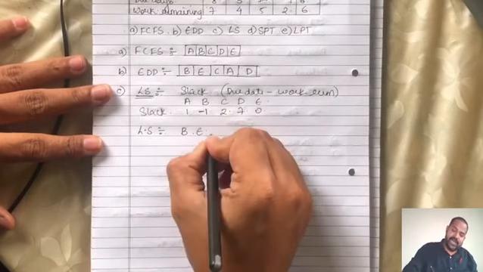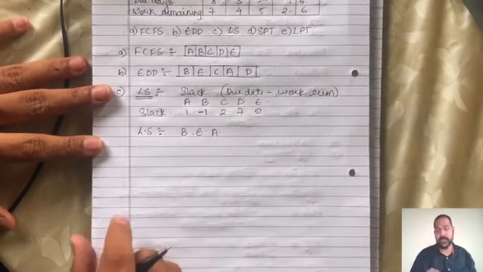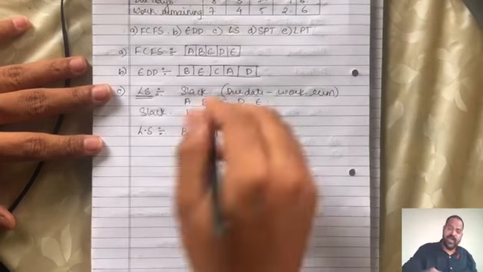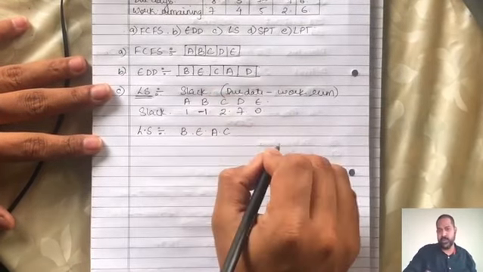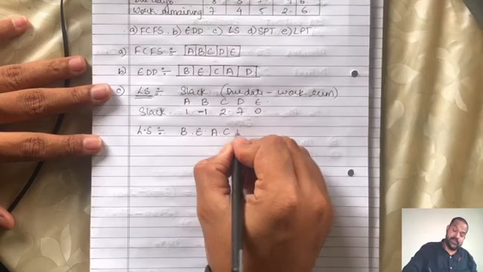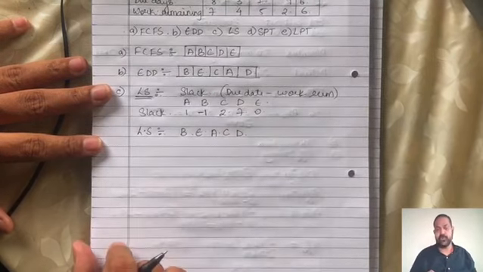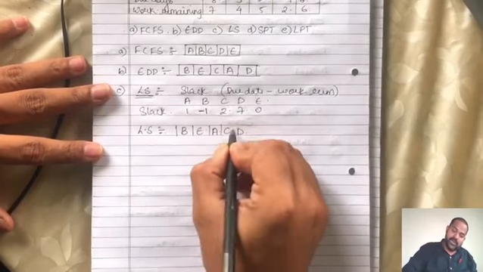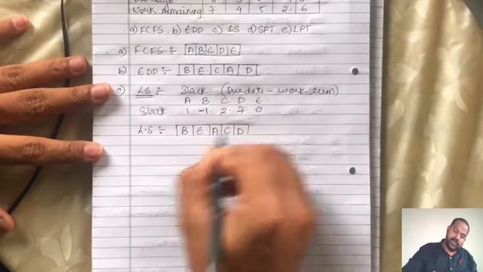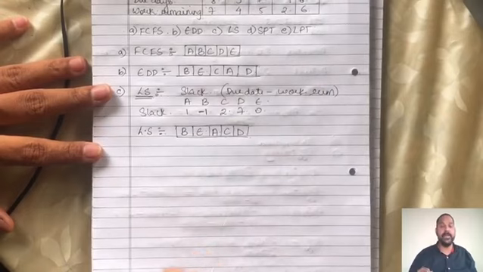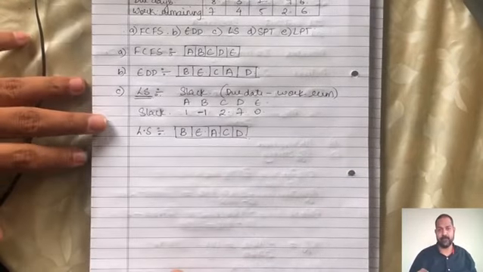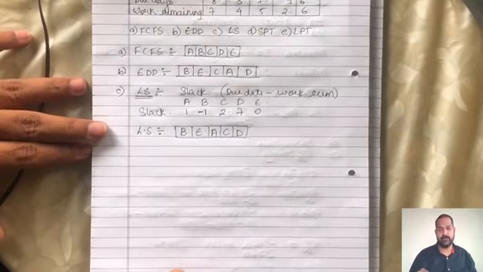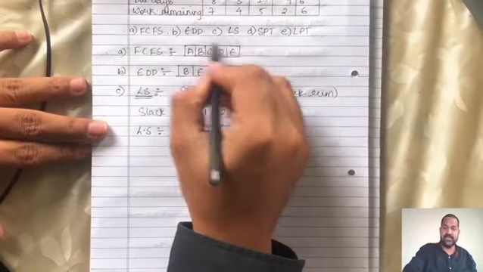After E, then there is A. A still has 1 day to waste, so that will come third. After that comes C because C has 2 days to waste. And after that comes D because D has 7 days to waste. So according to the least slack rule, this is going to be my sequence: B, E, A, C, D. That was the third one, which is least slack.